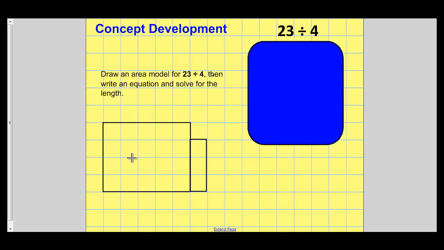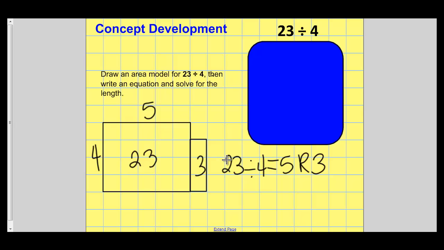I've got an area of 23, and I have a width of 4. So this was 1, 2, 3, 4, 5 groups of 4, which is 20, and I have a remainder of 3. So 23 divided by 4 equals 5, remainder 3.